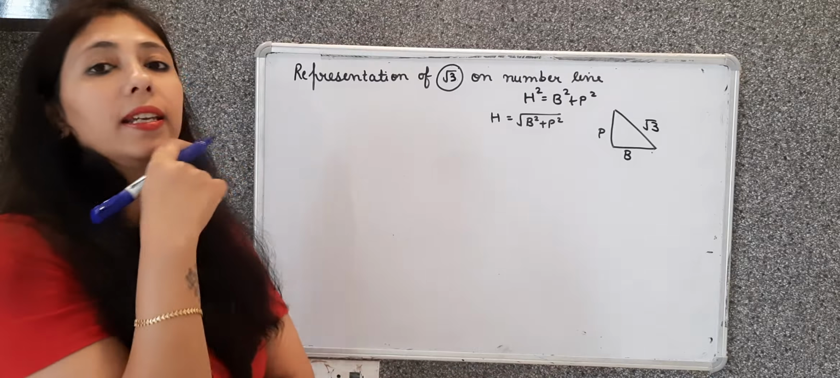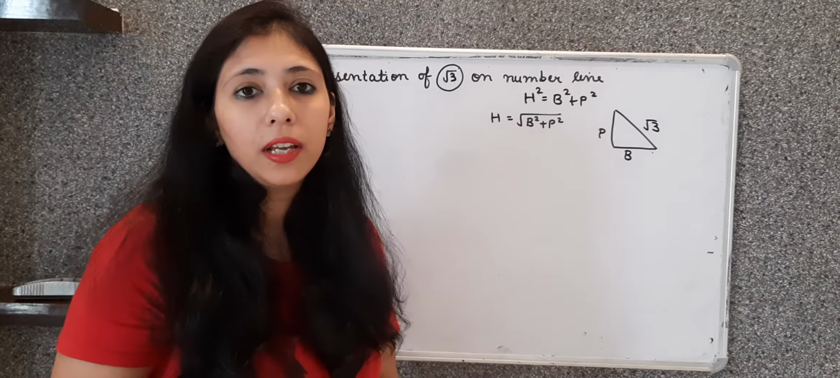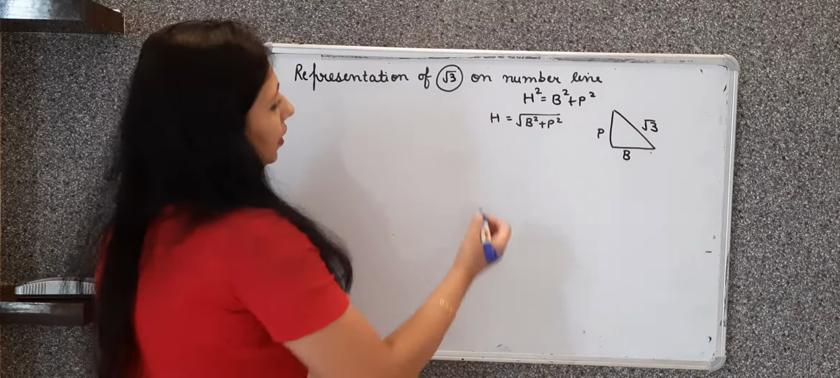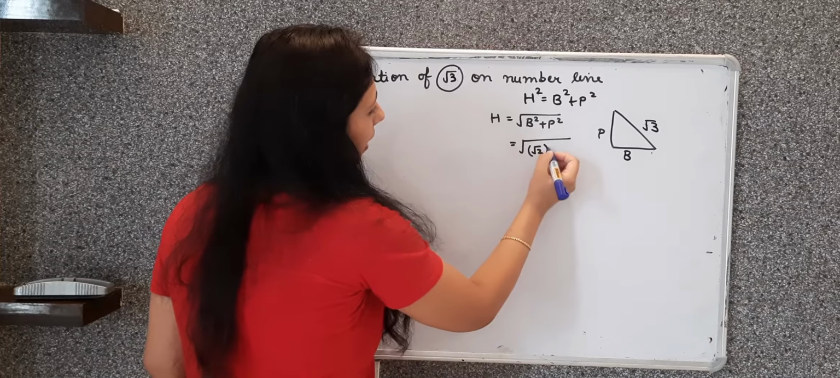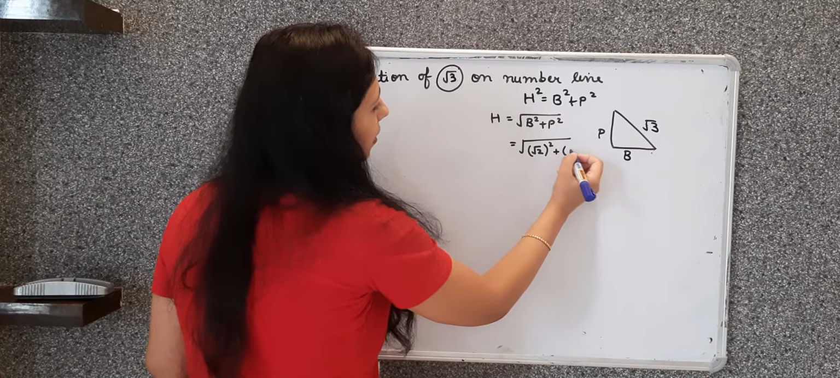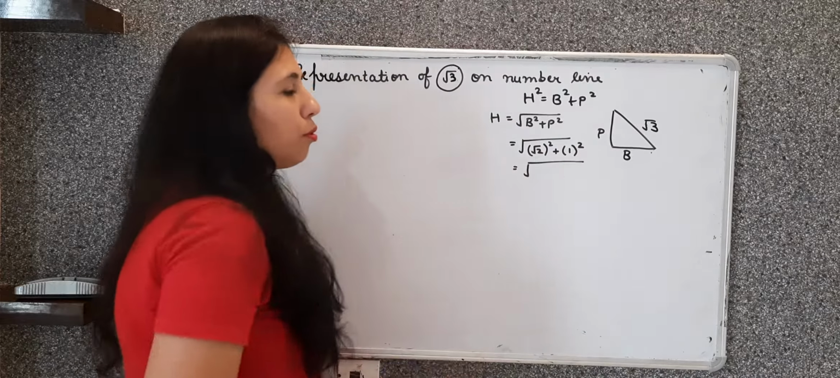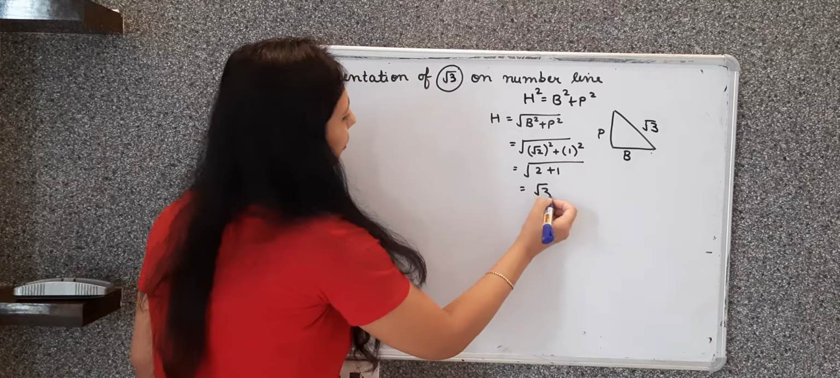So just start thinking, to get the number 3, how should I choose my base or my perpendicular? So for that I am taking base as root 2, and I am taking my perpendicular as 1. Just check. What is root 2 square? Root 2 square is 2 plus 1. So I got root 3.